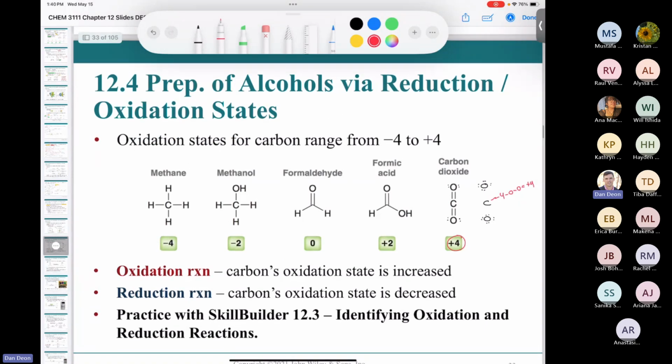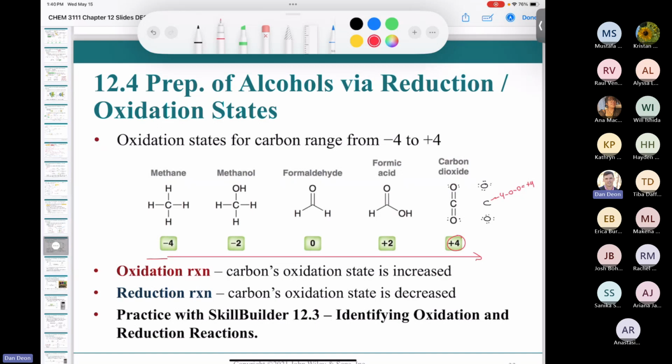Let's see here. We're going to get a chance to try some others, but you can see that we go from methane, which is -4, then we have methanol, which is -2, all the way up to formaldehyde, 0, +2, and +4. And so what's the bottom line? Why didn't you cover oxidation state of carbon in General Chemistry 1? It's because it can be -4, -3, -2, -1, 0, 1, 2, 3, 4. It can adopt all these different oxidation states, but now you know how to calculate it.